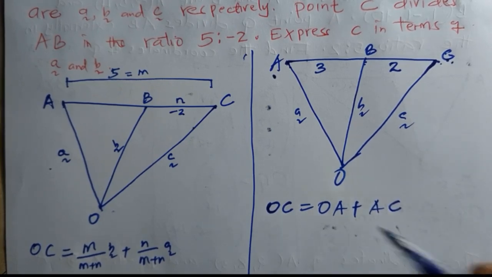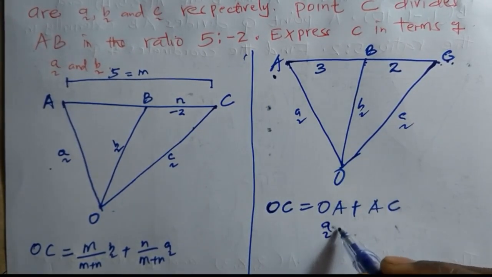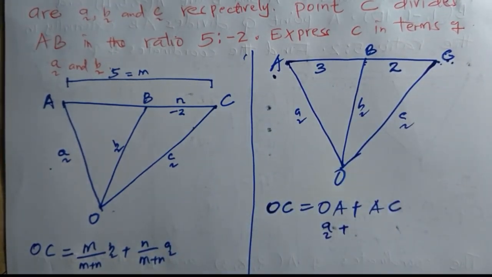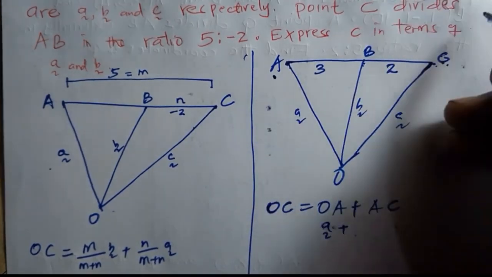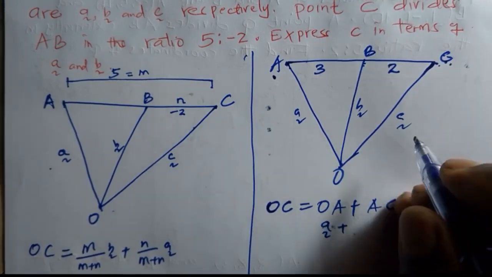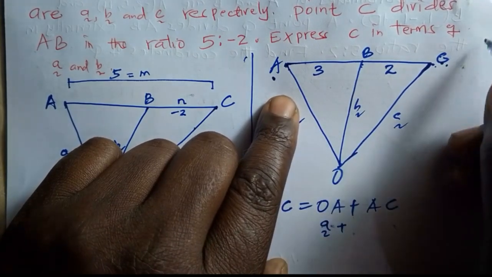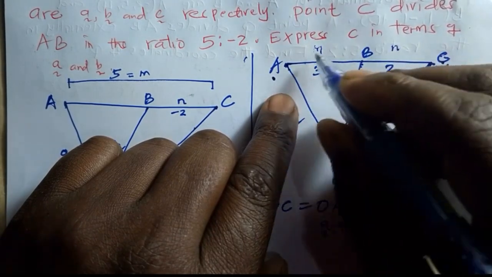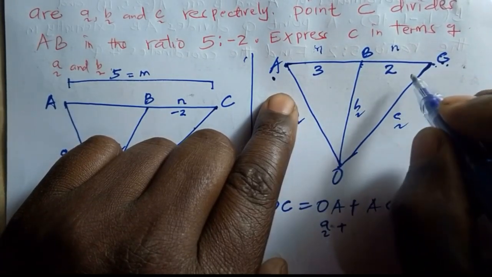Therefore, we know OA is vector a, plus AC. But what is AC? That is now where you need to understand. Remember, this was negative 2. For as long as it is external, this is negative. So the total, M plus N here, is not going to be 5. From this plus this, the total is not 5.